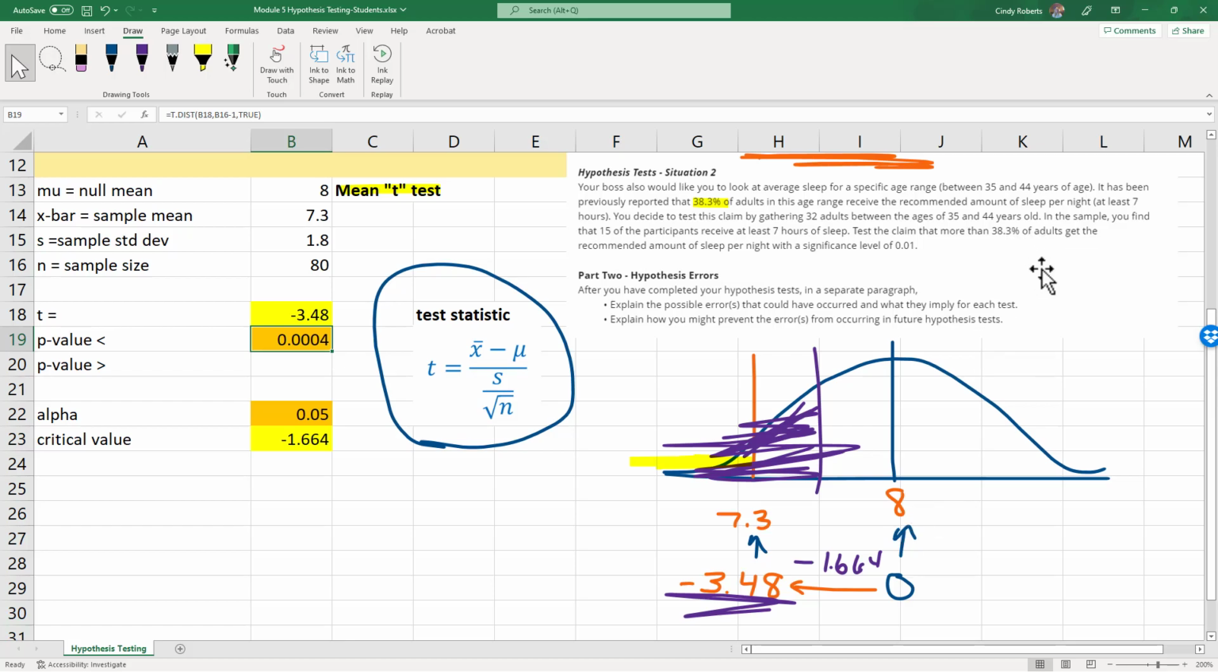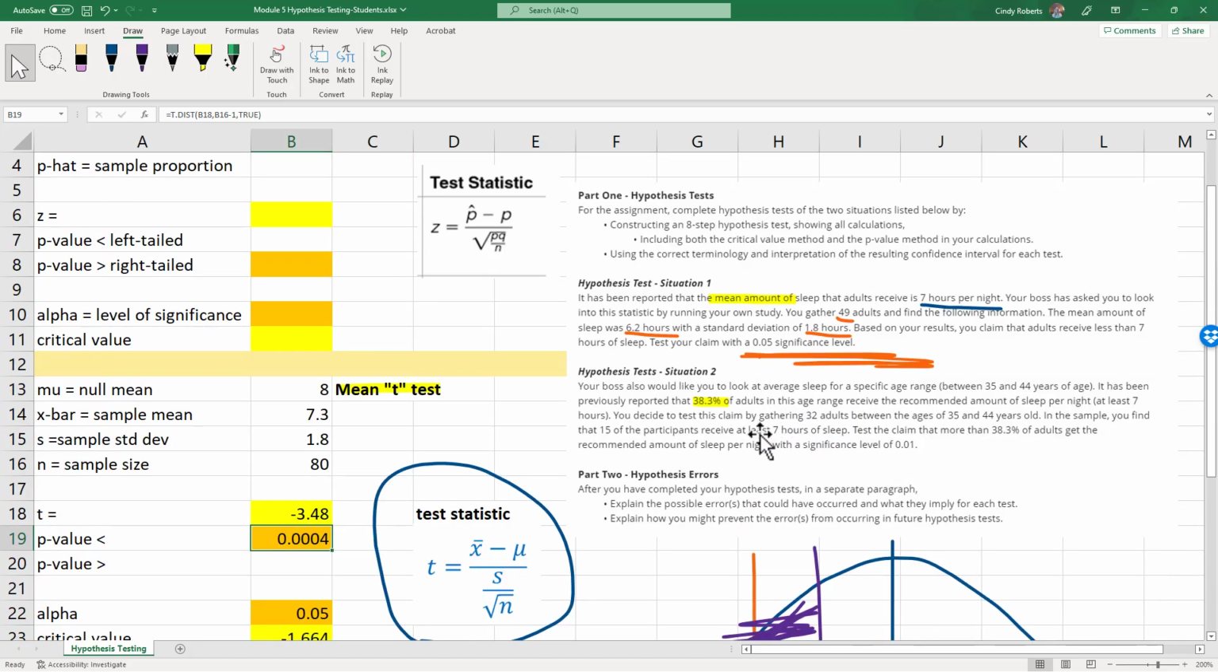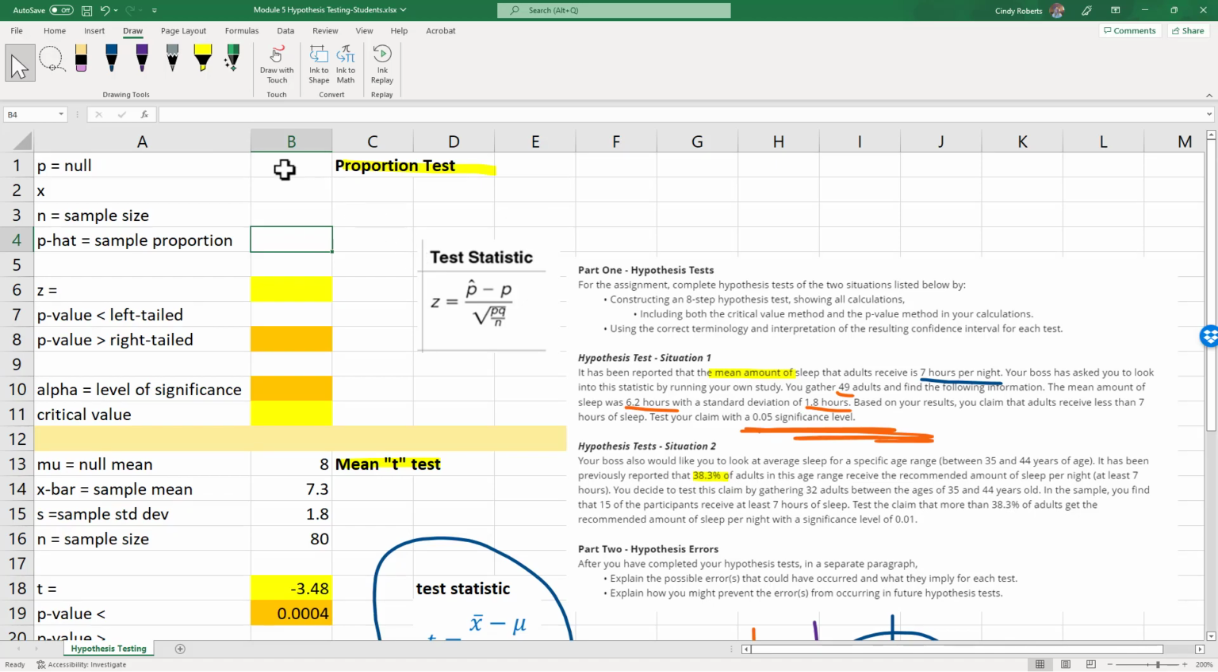If people on average are getting 8 hours a night of sleep, based on my sample, no they're not, because it's way too low. All right, very quickly look through the proportion test. So how do I know this is a proportion, the 0.383? Please be careful that you put this in decimal, so 0.383. All right, and then it says here, let me go through and read some of this.